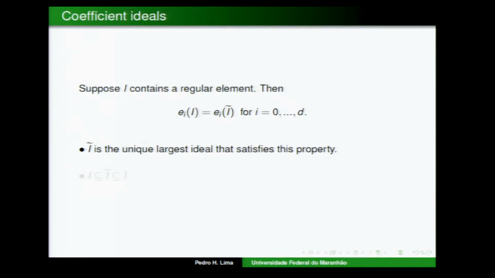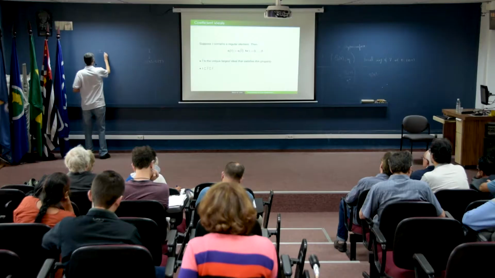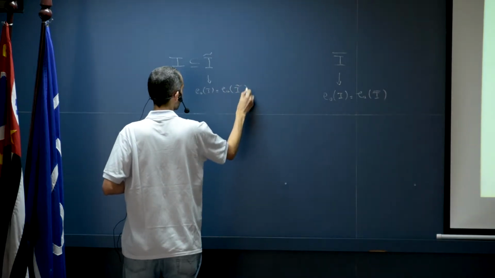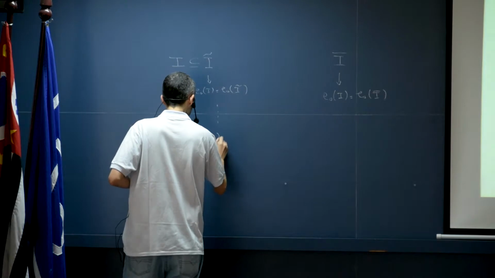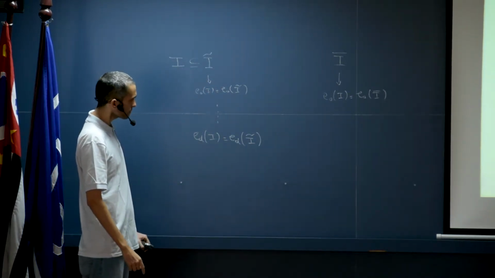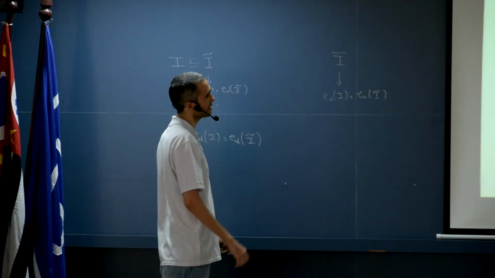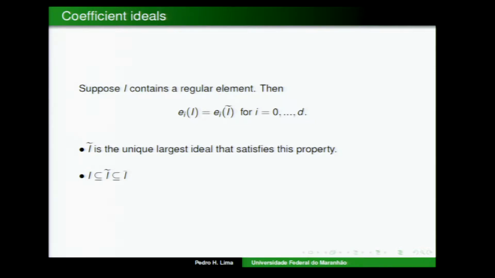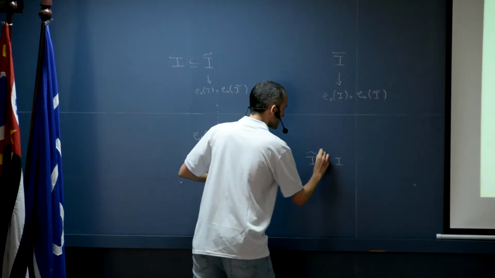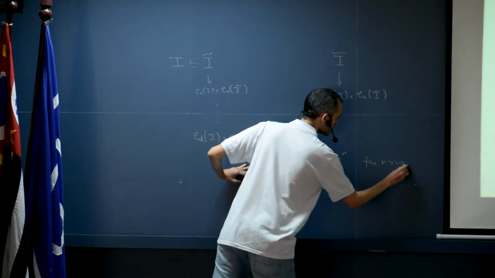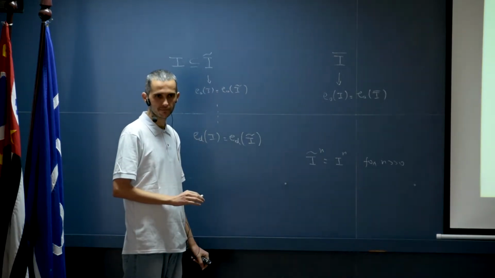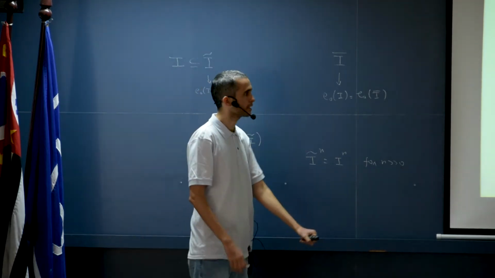Okay? So let's put its property here, at all levels. It's important to see how this property came up. Actually, Ratliff and Rush proved that I tilde and I agree in powers for n sufficiently large. Because of this, these two have the same Hilbert polynomial. And then they agree at all levels in the Hilbert coefficients.